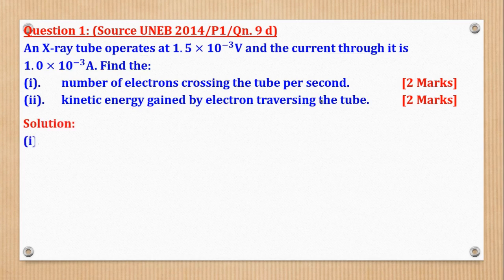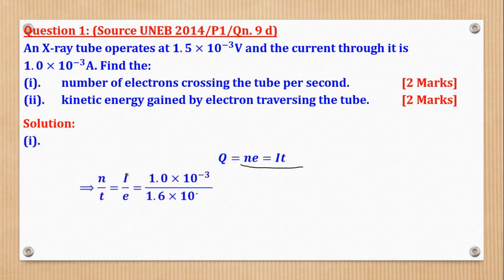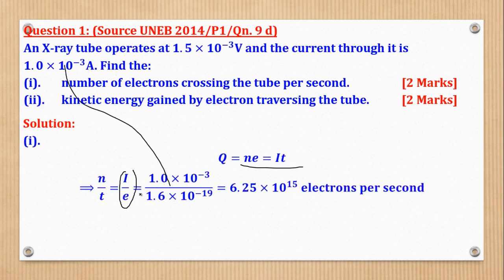Okay. So for (i), we know that Q is equal to Ne and is also equal to It. Therefore, N over t will be equal to I over e. We know the current, come and put it here. This electronic charge is a constant and it will always be given at the first page of the examination paper. So when I divide the two, I'll come up with this, and those will be the electrons per second crossing the tube.